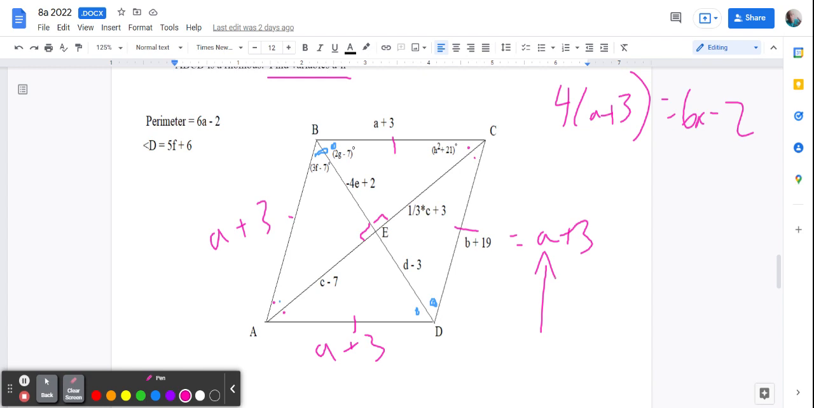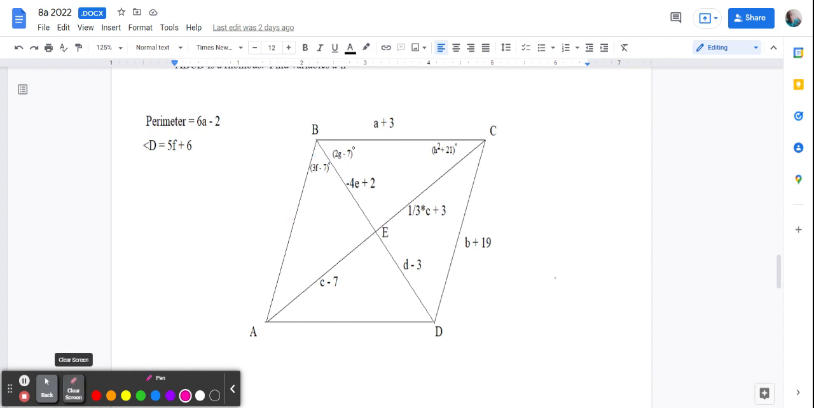Again, pause the video if you need to, but hopefully all that should be pretty clear and pretty simple. Okay, to solve for c. Now, in a rhombus, same thing as any parallelogram, the diagonals bisect each other. So c minus 7 is going to equal 1/3 c plus 3.